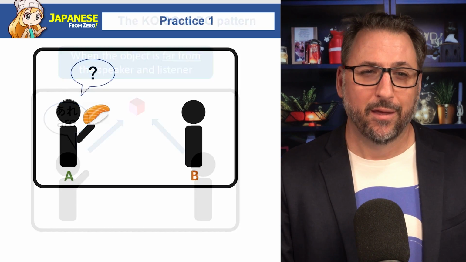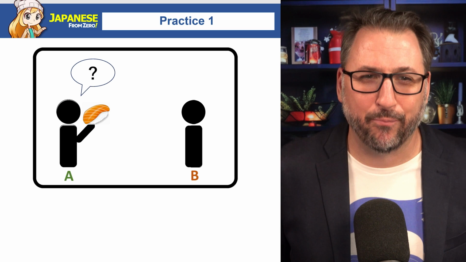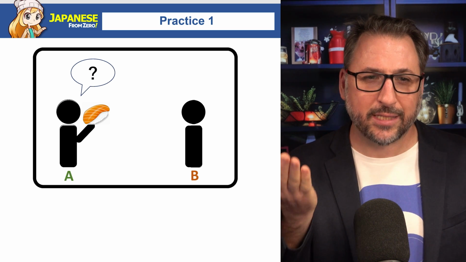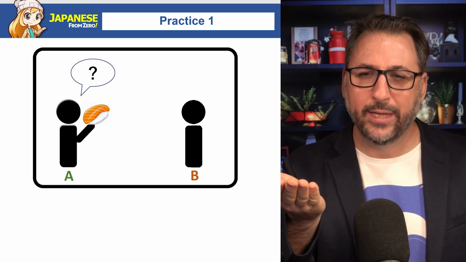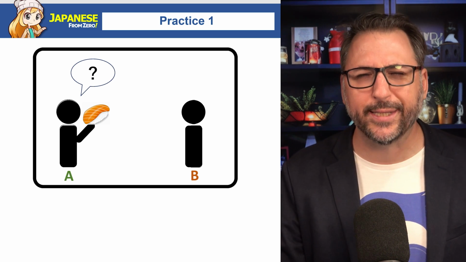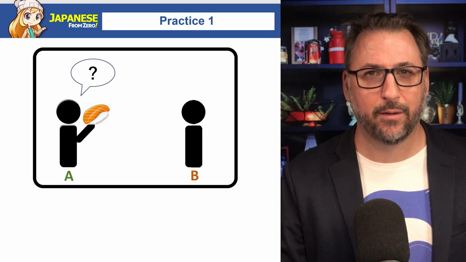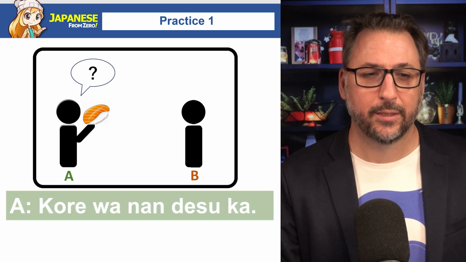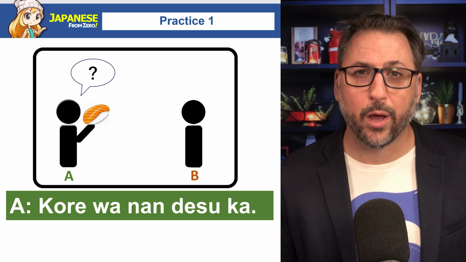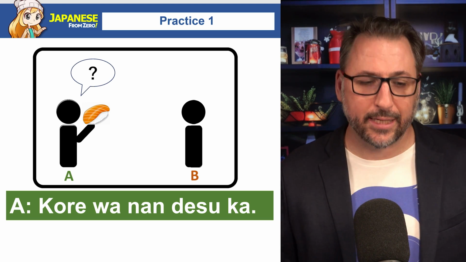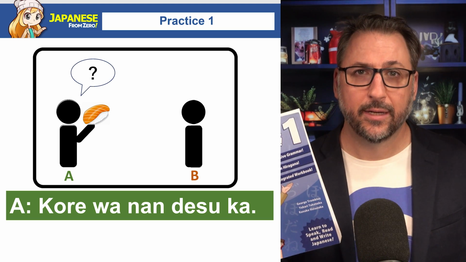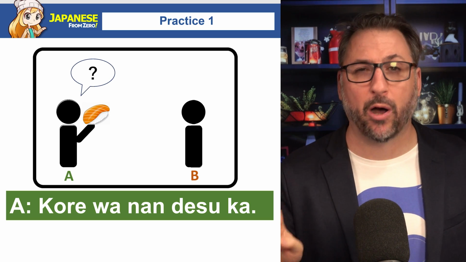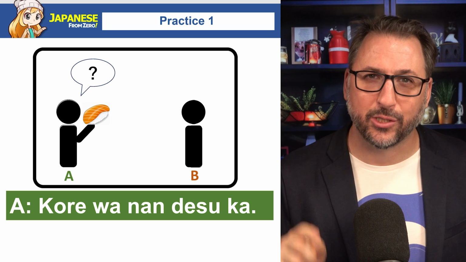Okay. All right. So what is happening here? We have a man holding sushi, and he's asking a question. What is this? How do we say that in Japanese? What is this? Kore wa nan desu ka? Kore wa nan desu ka? He's asking, what is this? It's close to him.